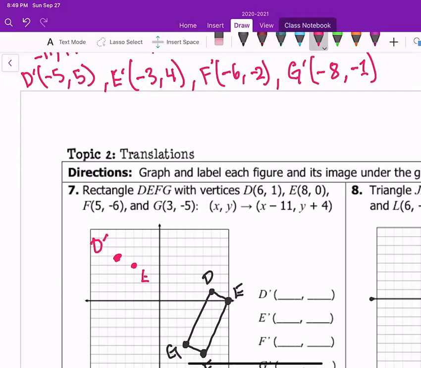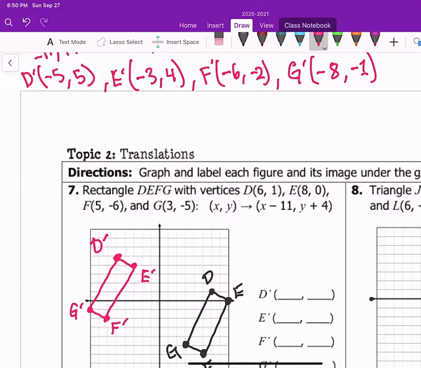And then my F prime is (-6, -2). So I go left 6: 1, 2, 3, 4, 5, 6, and then down 2: 1, 2. And this is going to be my F prime. And then my G prime, negative 8, so 6, 7, 8, negative 1 here. G prime. And then I just connect the dots like so. The most perfect lines you guys have ever seen right there.